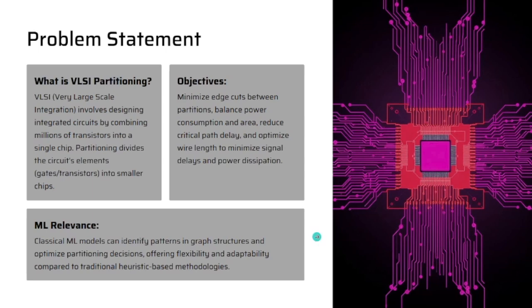Now, classical ML models can help us here by identifying patterns in graph structures and optimizing partitioning decisions, offering more flexibility compared to traditional heuristic-based methods.